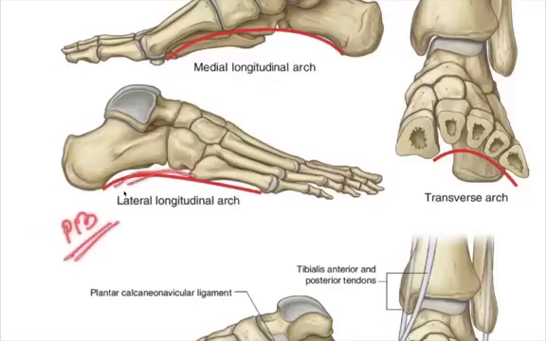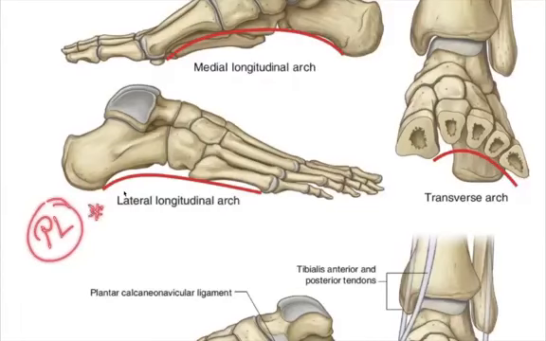So the muscles on the lateral longitudinal arch are the peroneus longus plus the peroneus brevis. Can you repeat please about the peroneus longus? The peroneus longus is the common muscle which you are going to have in the medial longitudinal arch, in the lateral longitudinal arch, and also in the transverse arch. This is the common one.